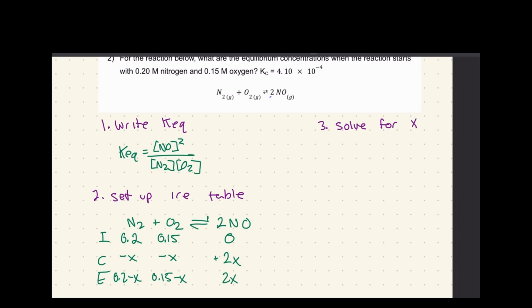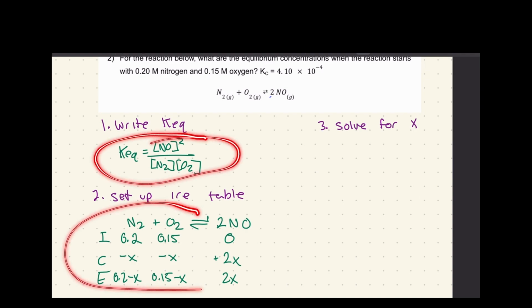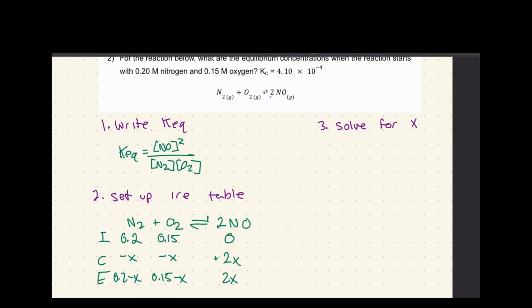This is everything that I need to solve for x. So now I can combine step 1 and step 2. I see my Keq is equal to 4.1 times 10 to the negative 4. And this is going to be equal to the concentration of NO squared, which is 2x, and then the concentration of N2, which is 0.2 minus x, and the concentration of O2, which is 0.15 minus x. Now I can solve for x.